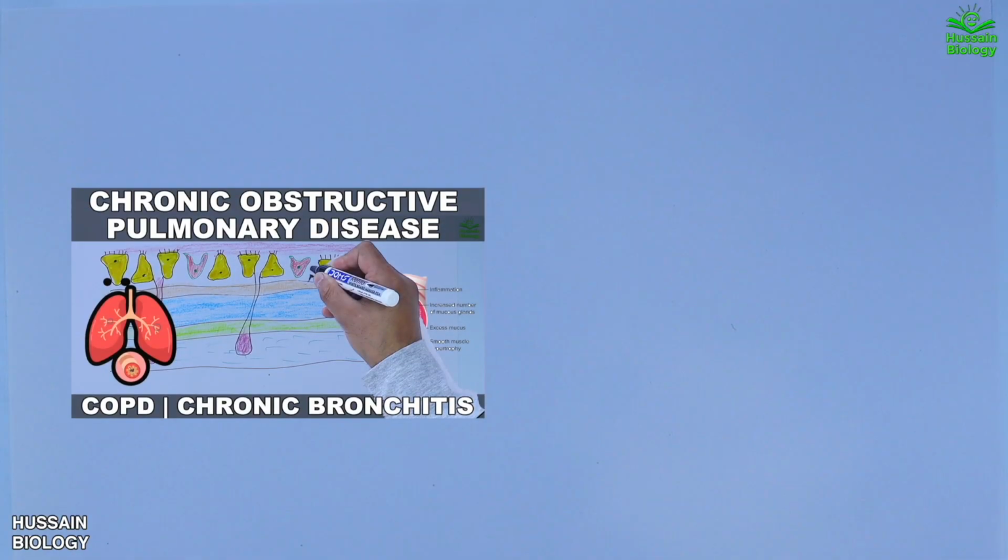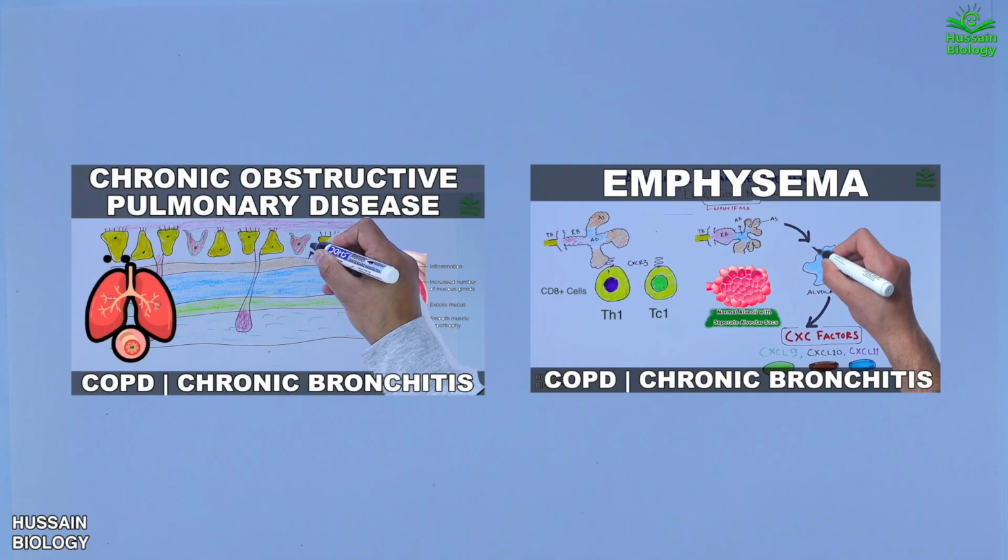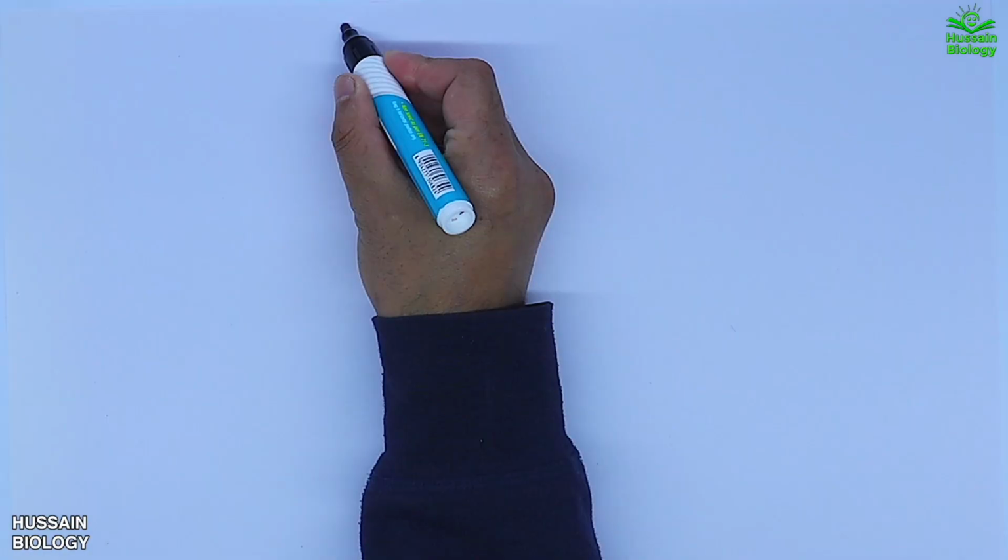In the series of videos, we have been discussing chronic bronchitis and emphysema. If you want to watch that video, the link is in the description. Now here we are going to discuss asthma.